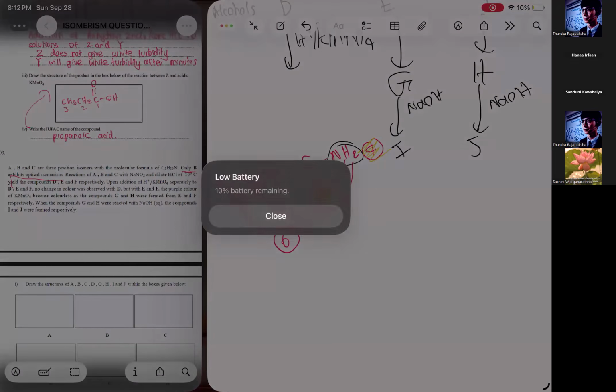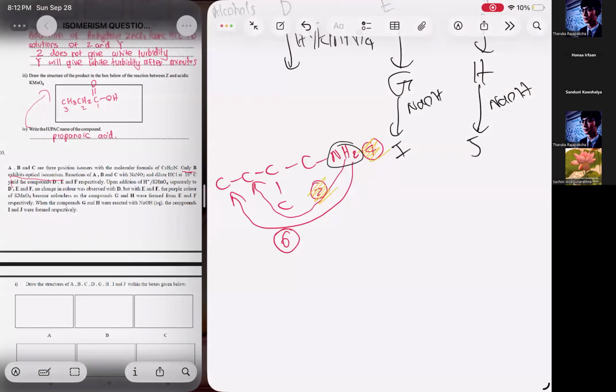Oh my god, low battery, 10%. Let's do this question quickly. I don't have a plug nearby to charge. That's the reason; the charger behind me is not long enough. Then okay, the seventh one is optically active.